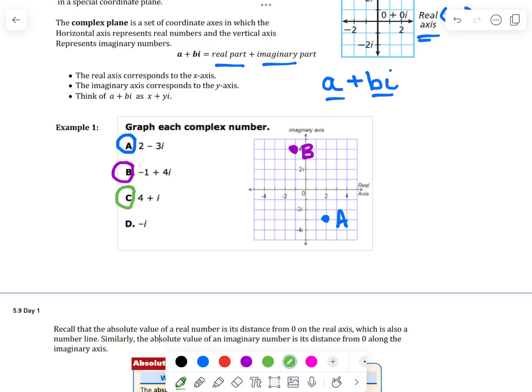C, the complex number 4 plus 1i. So we go to the right 4 on the real axis, and then up 1 on the imaginary axis. So that's point C. And then D. Notice that one does not have the real part, so I'm going to go ahead and adjust that to, when I graph it, 0 minus 1i. So when we graph this, we do not move on the real axis, and then we go down 1 on the imaginary axis. So that is point D.